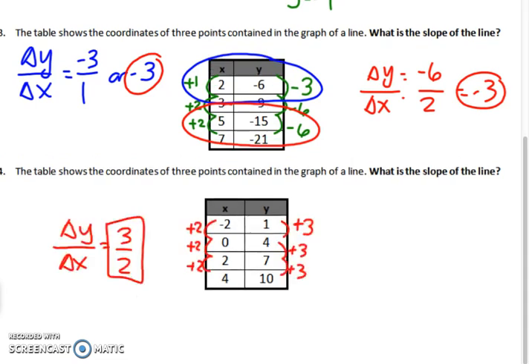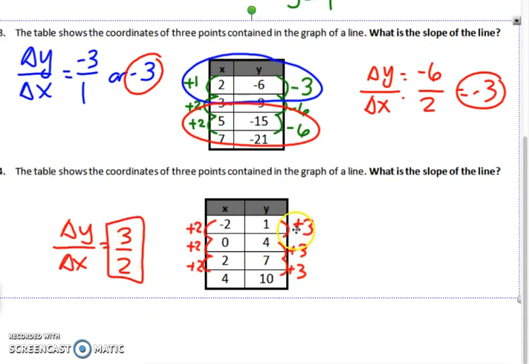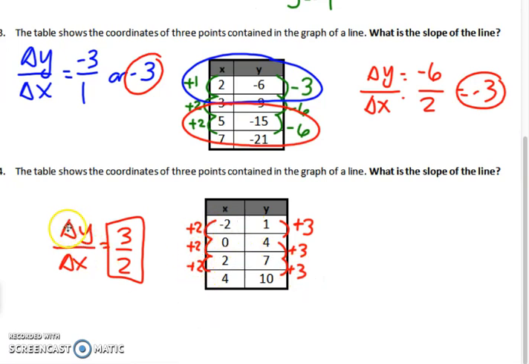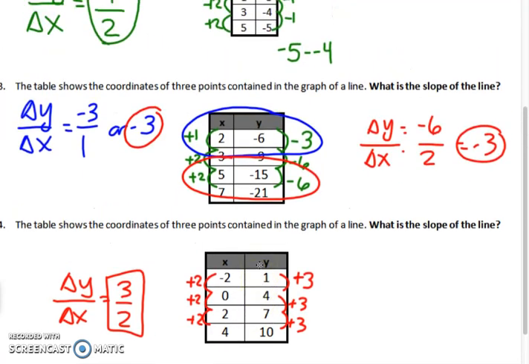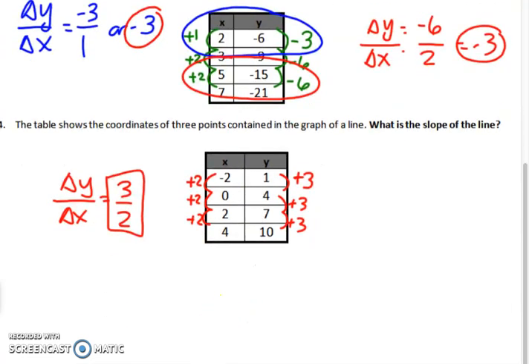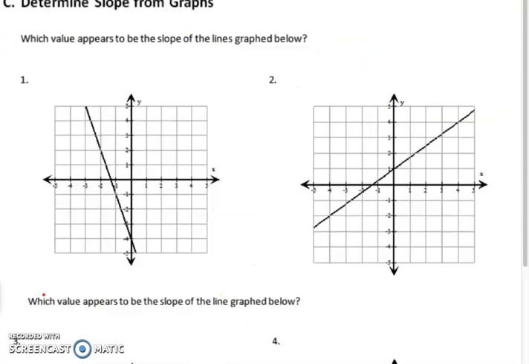So I got 3 over 2 for my slope. I saw that the right side was adding 3 each time, the left side was adding 2 each time, so I did change in y over change in x and got 3 over a 2. That fraction cannot be simplified, so my answer would be 3 over 2. Okay, so that is how you find rate of change from a table. Let's look at a graph now.